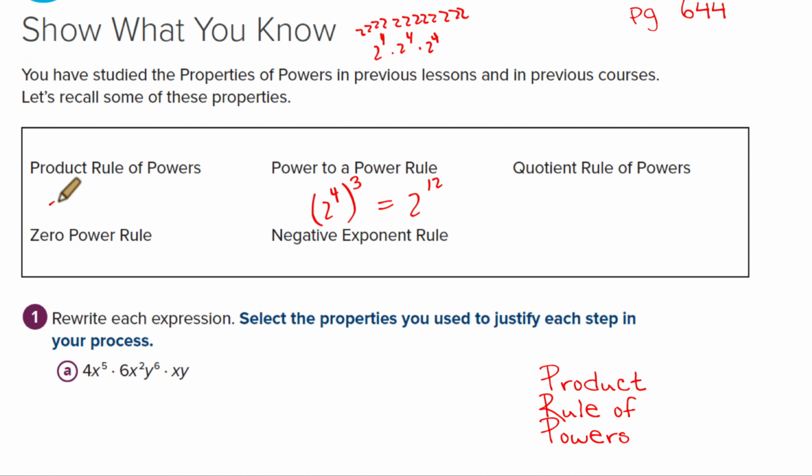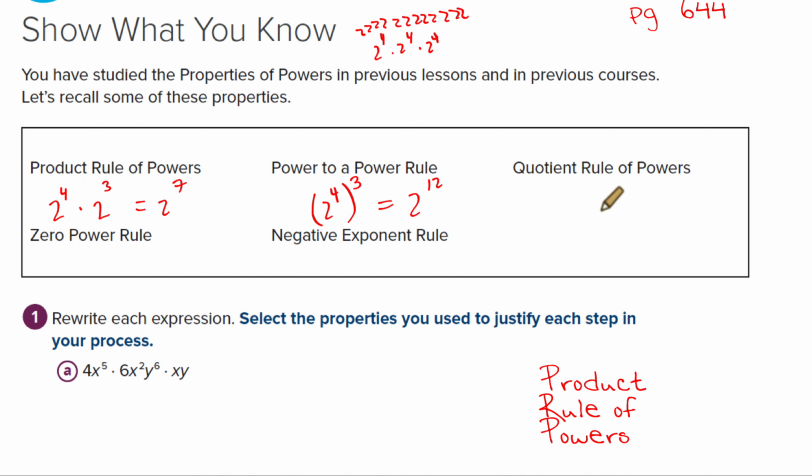Let's go back and give an example of the product rule of powers, which we did in the other example. But what if we had 2 to the 4th times 2 to the 3rd? That means we have 4 2's and we have 3 2's. We could write it all out. That'll be 7 2's. So we add them.